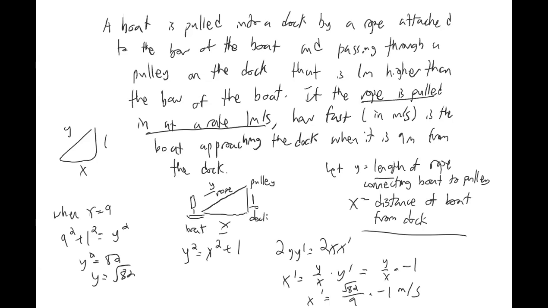And it should be negative, right? Because the distance from the boat to the dock is decreasing, right? Everyone clear? I hope you can do the rest of your homework.